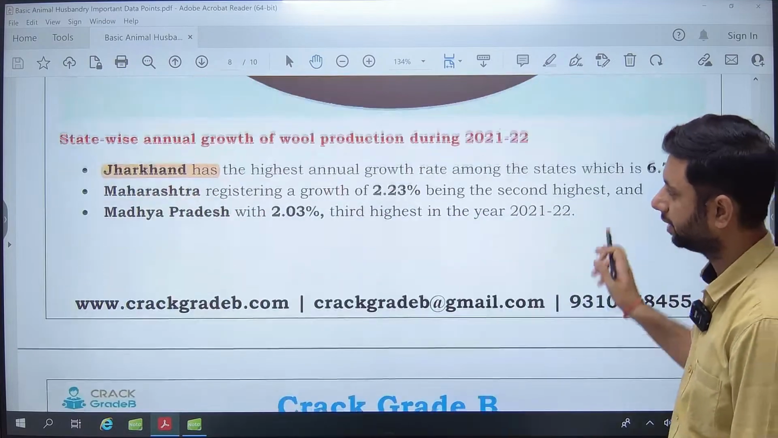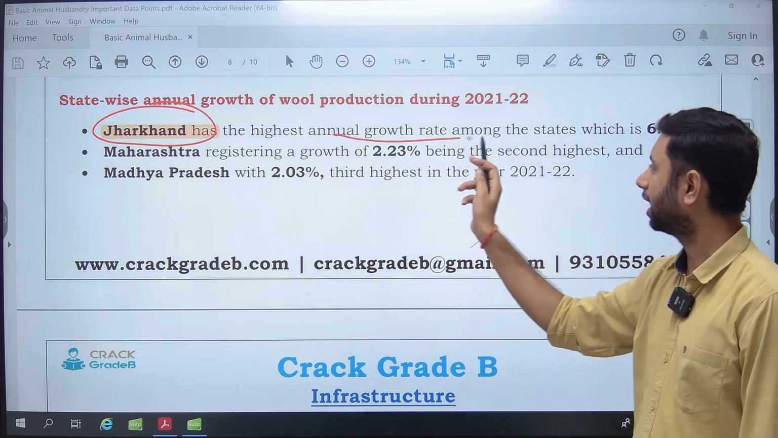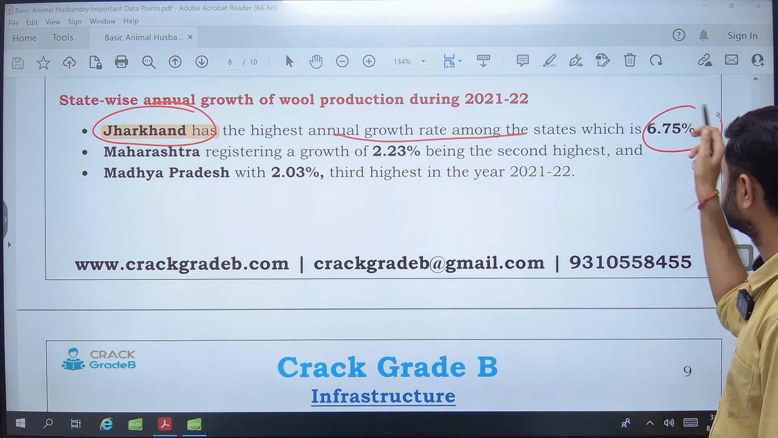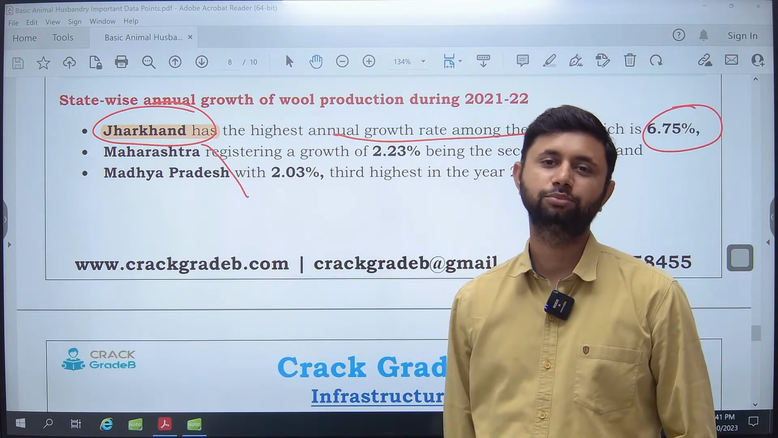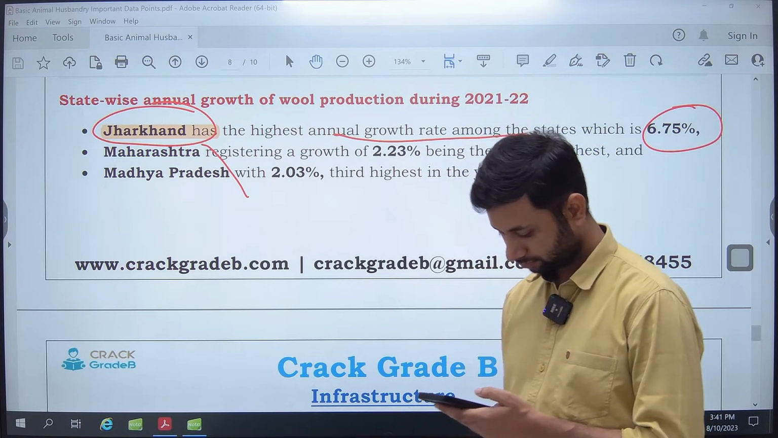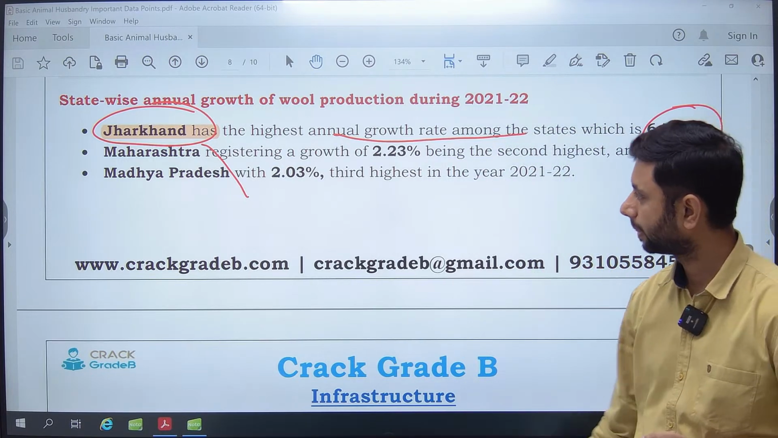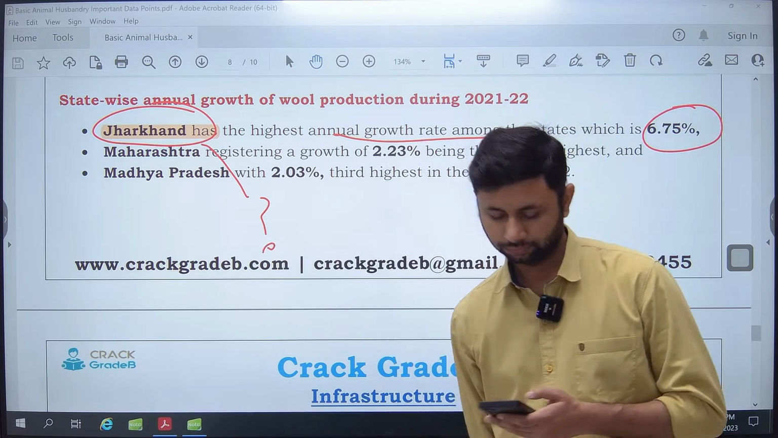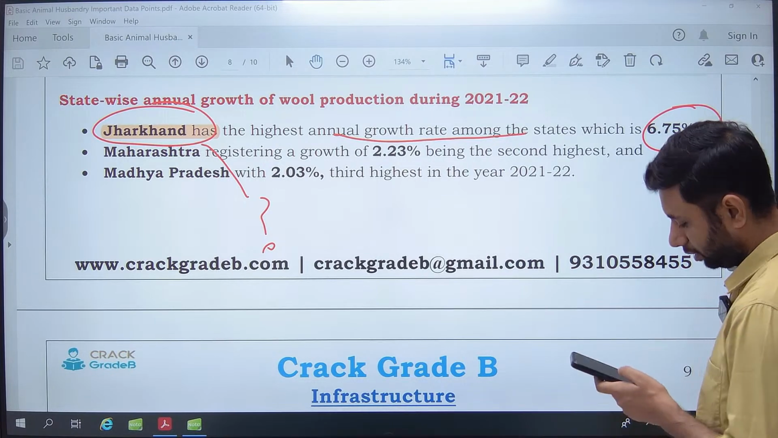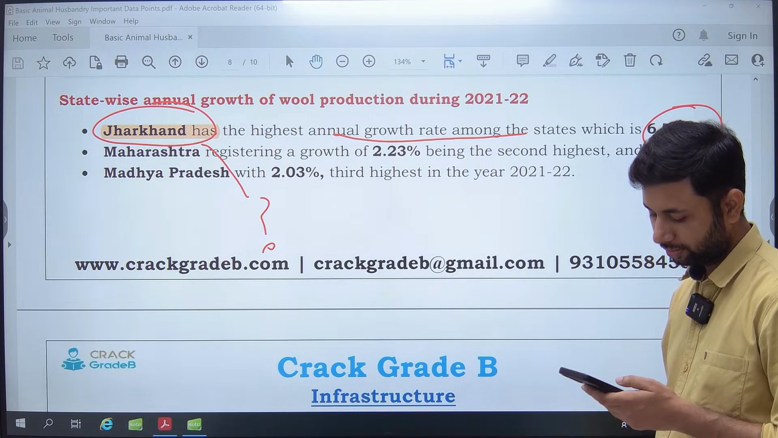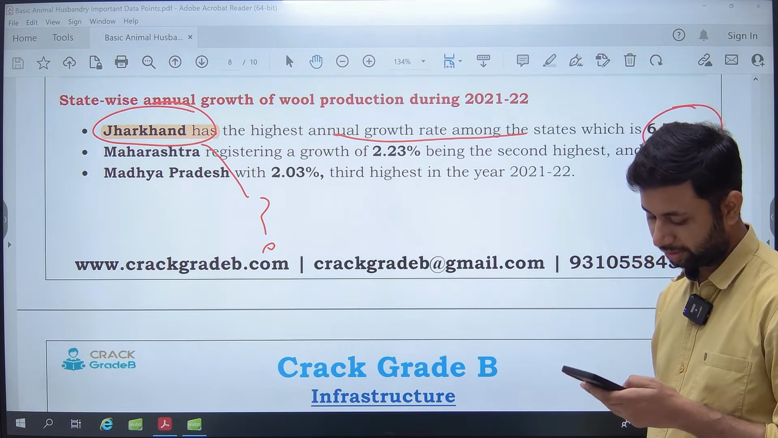Let's go to the state-wise data. Jharkhand reported highest annual growth rate among the states, which is 6.75%. Jharkhand was reported also the highest growth rate in terms of which commodity? For which commodity also Jharkhand was reported? Yes, good. Now both of you know the commodity, but do you know what was the growth rate in meat Jharkhand reported?